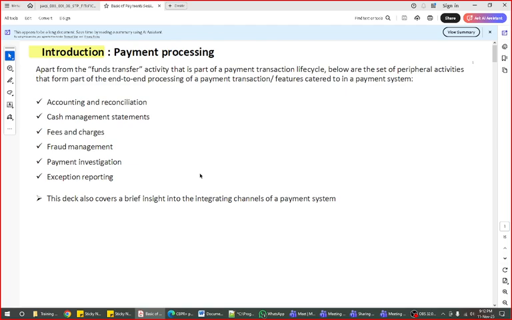UPI is currently free, but other options like Swift are very costly. Getting a license itself is very costly for each and every bank for Swift, so they are not giving this service for free. They have their charges involved in that.